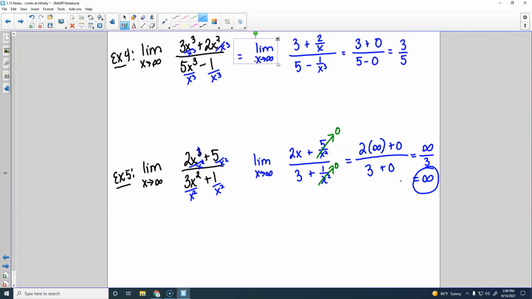All right. Questions? Aside from graphs, we never really did equations. All right. Here's our next one.